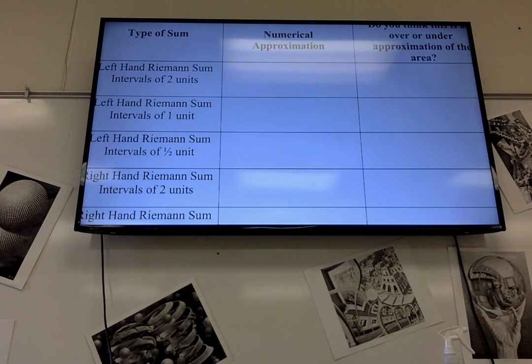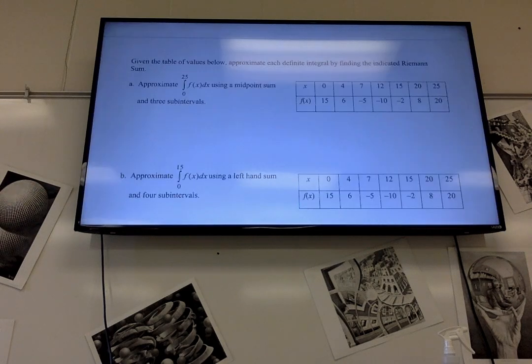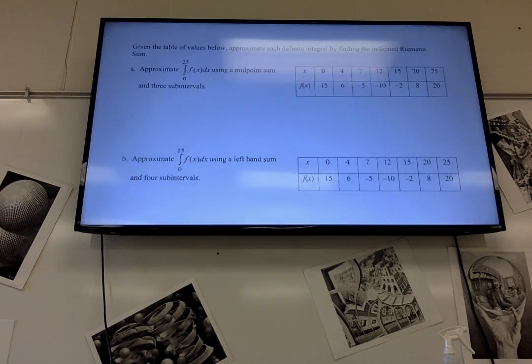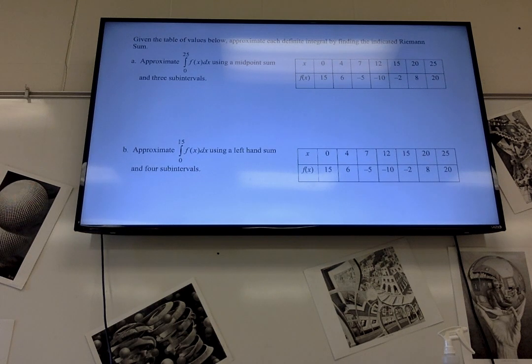Actually, I'm going to fill in all the rest of this when we come back, because that makes more sense. All right, so skipping that page. We are now on to page 44. So we're going to do the same thing that we did yesterday, but now with tables. So these are a little bit easier, I think.